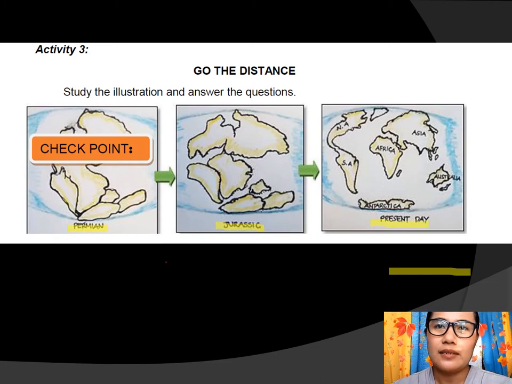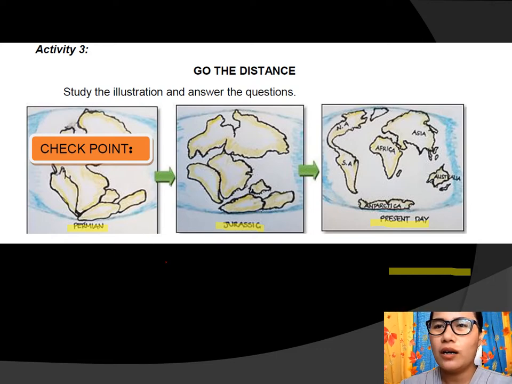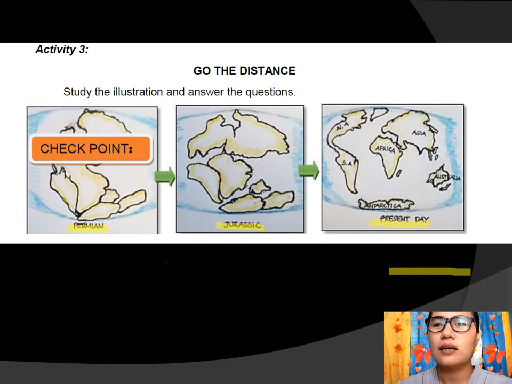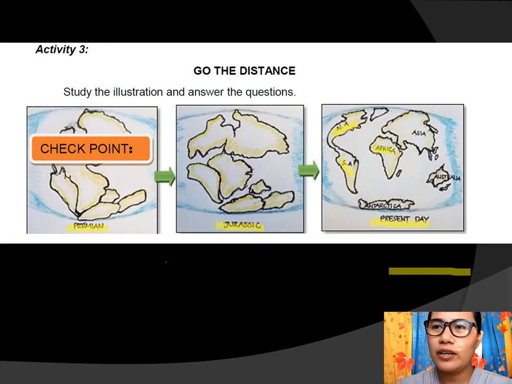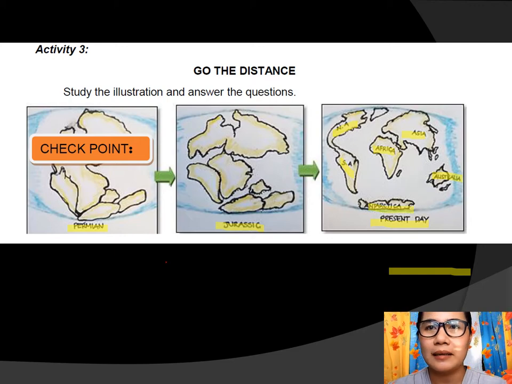These are maps. So during the Permian era, you can see the continents. They are just one big compact continent. During the Jurassic period, you can notice that the continents are slowly separating. And then during the present day, you can see that these continents are totally separated from each other. You can see the North American continent, South America, the African continent, the Asian continent, Australia, and the Antarctica continent.